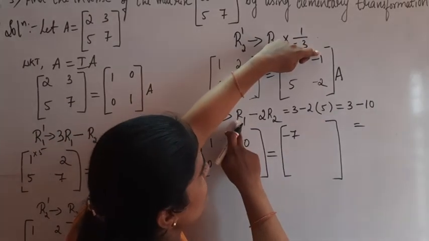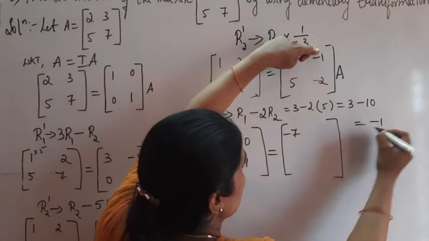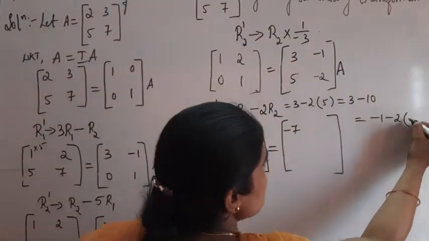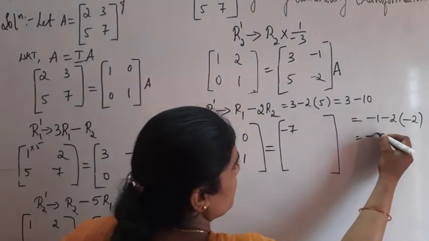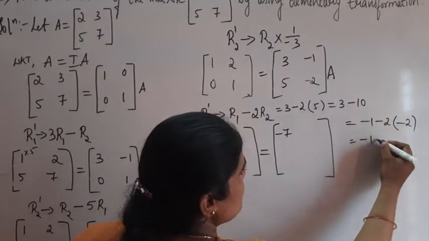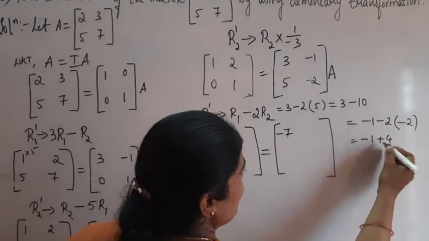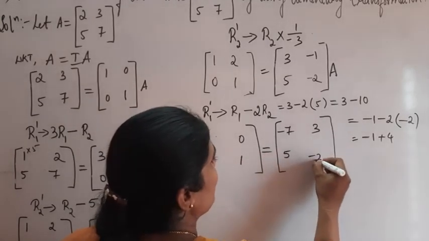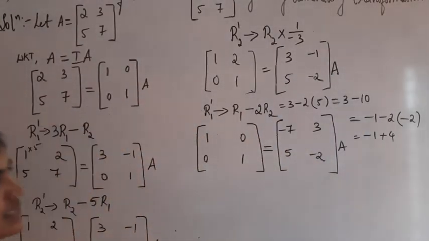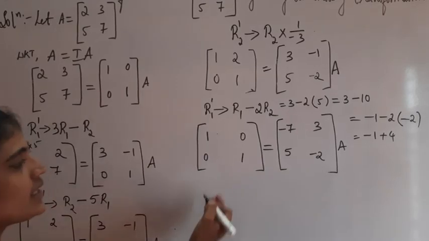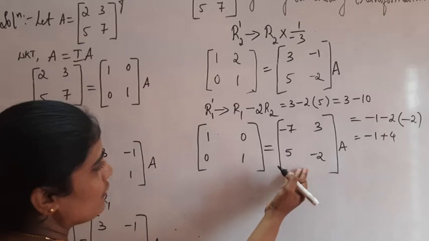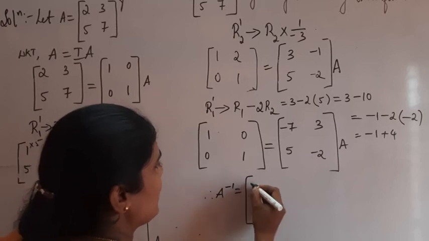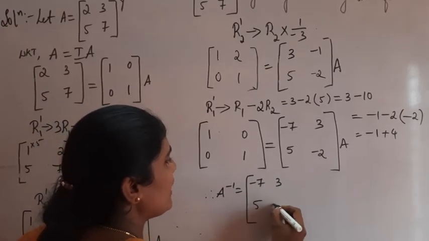Same operation R1. The formula R1 is minus 1. Okay, minus 2 into R2, the corresponding R2 is minus 2. So we have to simplify. Minus 1, here minus into minus becomes plus. 2 2s are 4. Minus 1 plus 4 is plus 3. Okay. Write the second row as it is, that is 5, minus 2 into matrix A. So here on the left side we can observe that we are getting the identity matrix, right? So therefore this is the inverse of matrix A. Therefore A inverse equals matrix minus 7, 3, 5, minus 2.